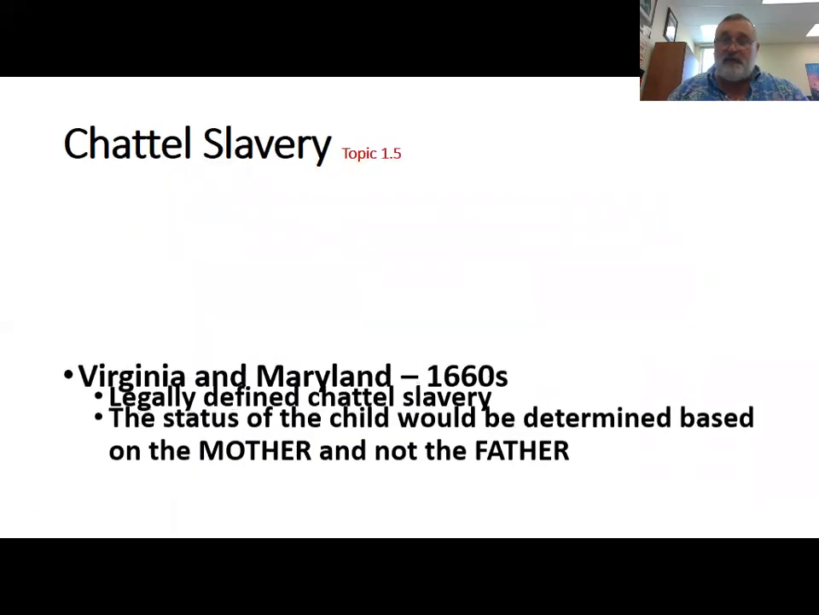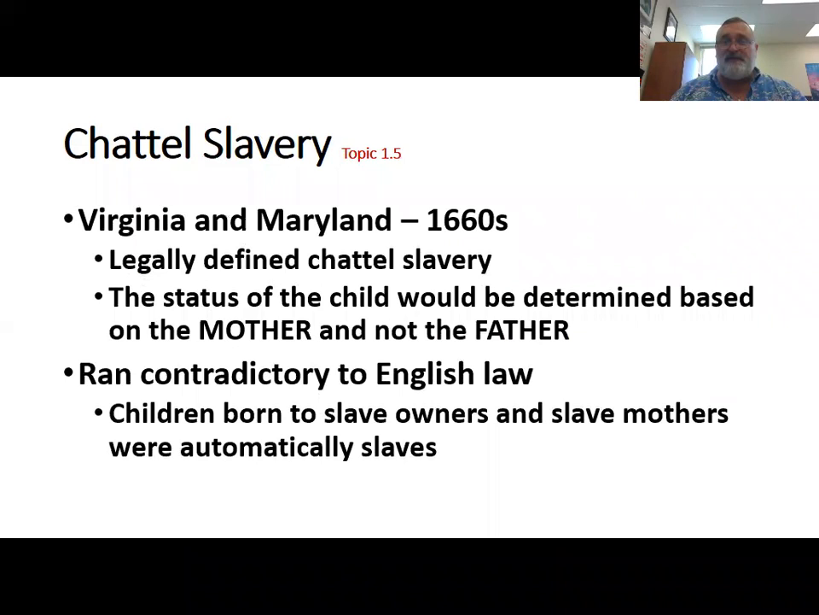Okay. Be familiar with chattel slavery. This is something that developed in the colonies over the course of colonial expansion. Largely, it was in response to needing a reliable labor force. What makes chattel slavery different from other forms of slavery is that the children of slave mothers were considered to be slaves.